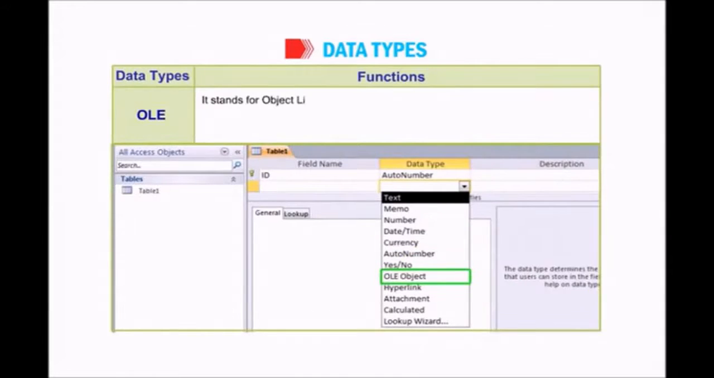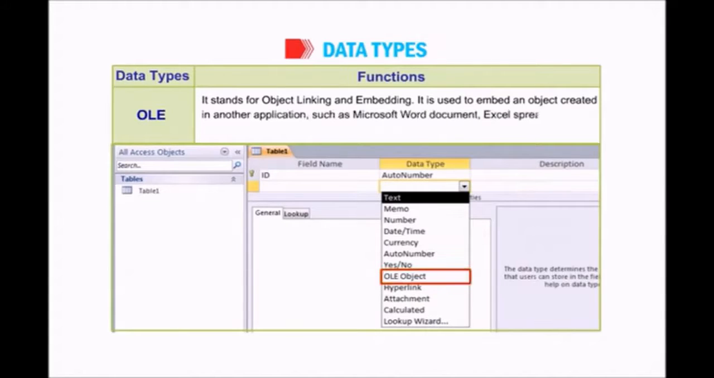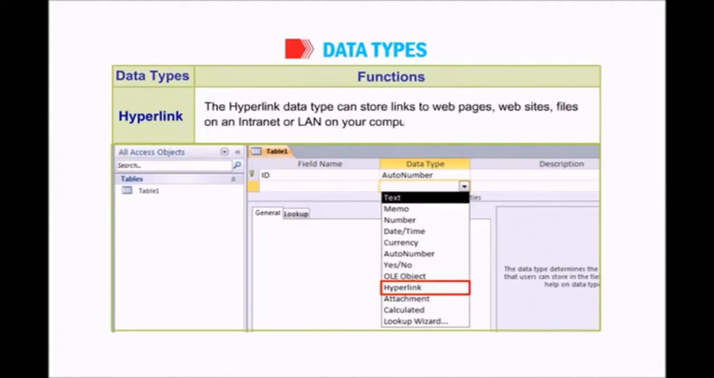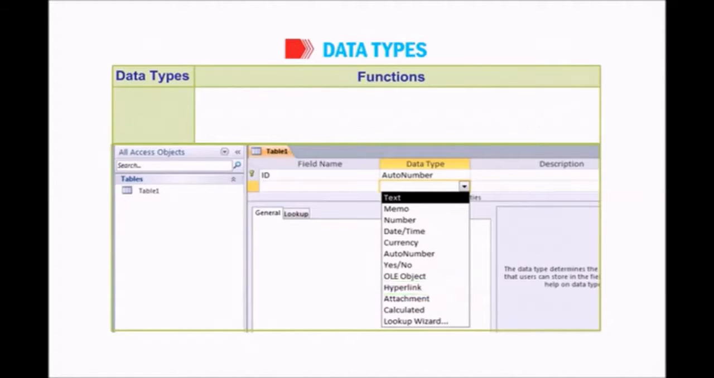OLE stands for Object Linking and Embedding. It is used to embed an object created in another application, such as a Microsoft Word document, Excel spreadsheet, or PowerPoint presentation, into the Access table. It stores up to 2 GB of data. Hyperlink. The hyperlink data type can store links to web pages, websites, files on an intranet or LAN on your computer. It stores up to 1 GB of data.